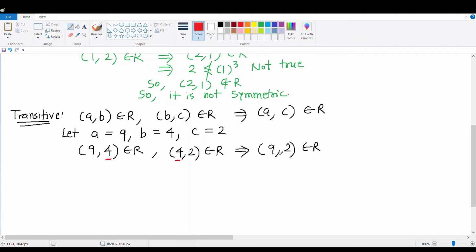So (9, 2). If you check this, the first number must be less than or equal to the cube of the second number. So this implies that 9 is less than or equal to the cube of 2. Not true, because the cube of 2 is 8, and 9 is not less than or equal to 8. It is greater than 8. So not true. And since we found a counterexample, it is not transitive.